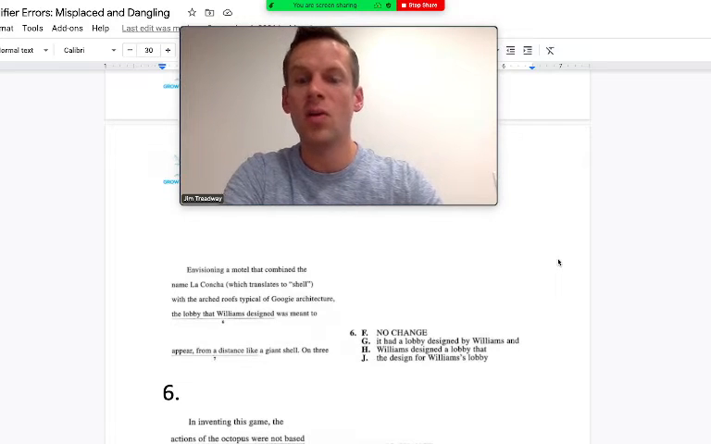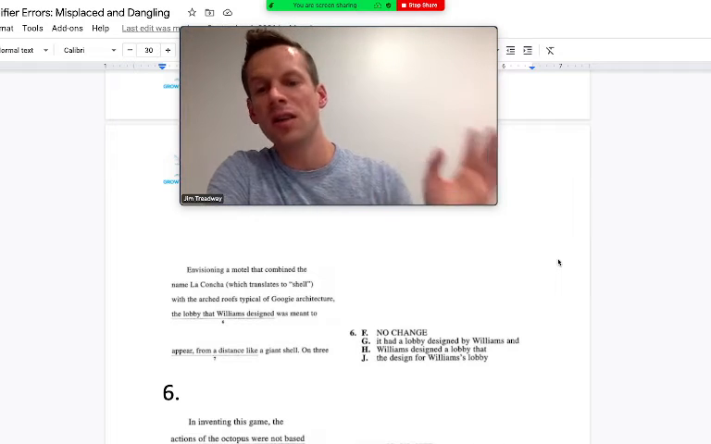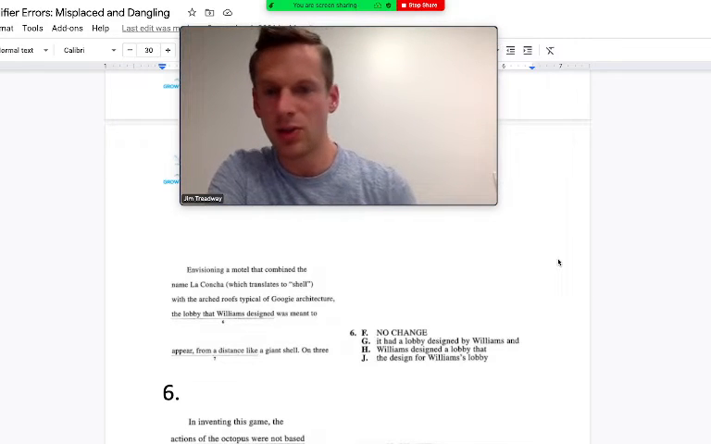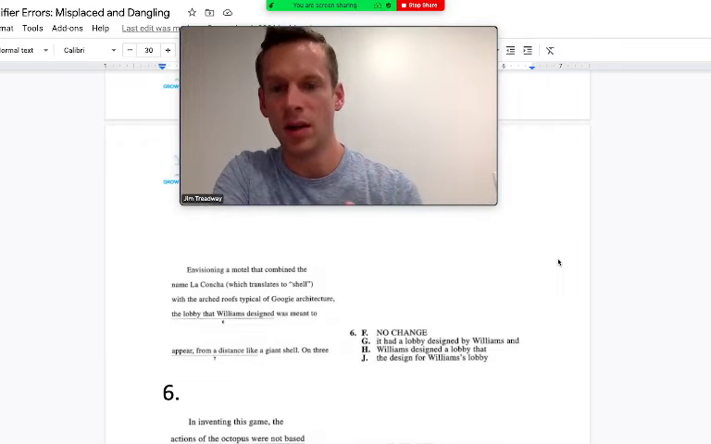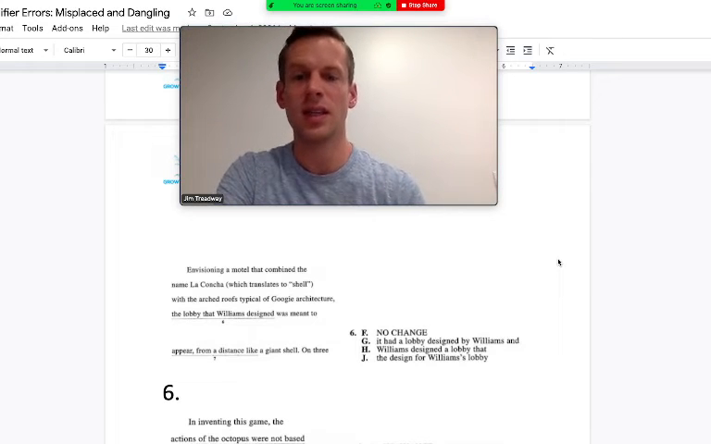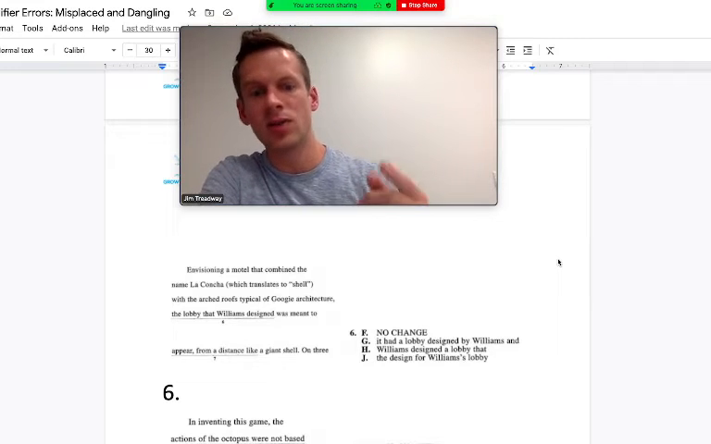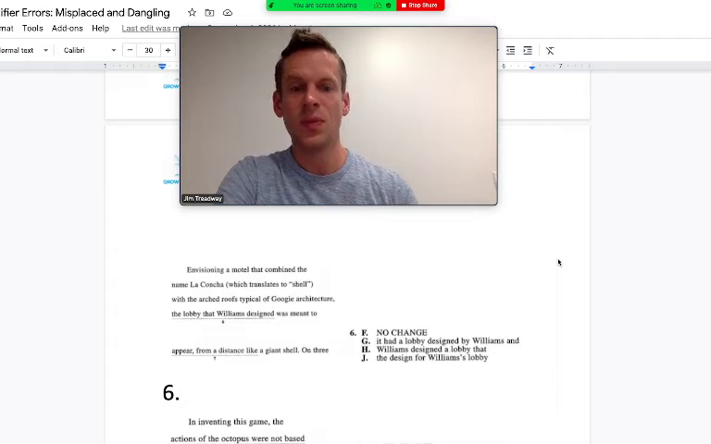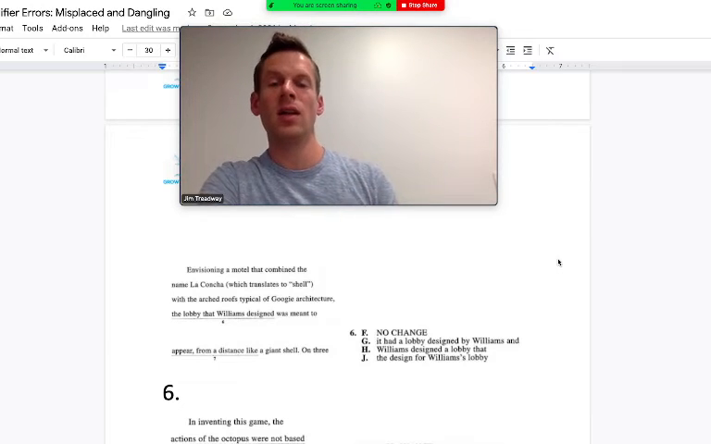Six is a long one. Envisioning a long modifier that starts the sentence: "Envisioning a motel that combined the name La Concha, which translates to shell, with the arched roofs typical of Bougie architecture," comma. Gerund phrase that starts the sentence. So whoever was envisioning a motel has to go right after that comma. So it's going to be H, Williams. "Williams designed a lobby." Williams was the one envisioning the motel.